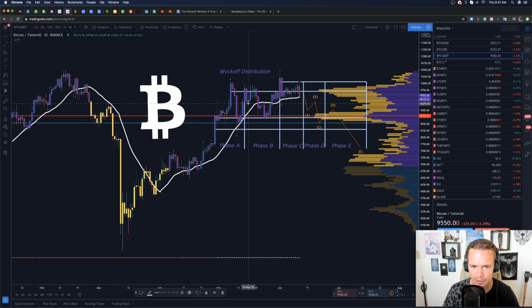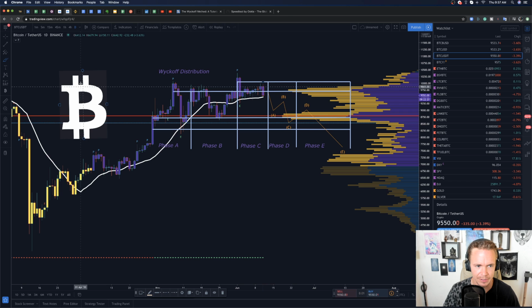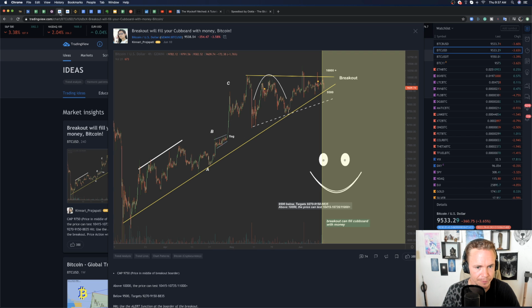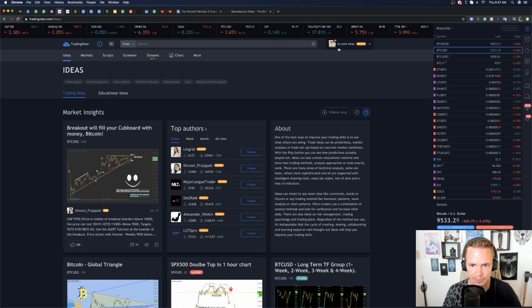So this Wyckoff distribution method here that we're looking at is new to me. This is actually a trade style that I've never really used before, but we've gone ahead and a few days ago for the private bear group, we actually posted this and a little bit of our breakdown.